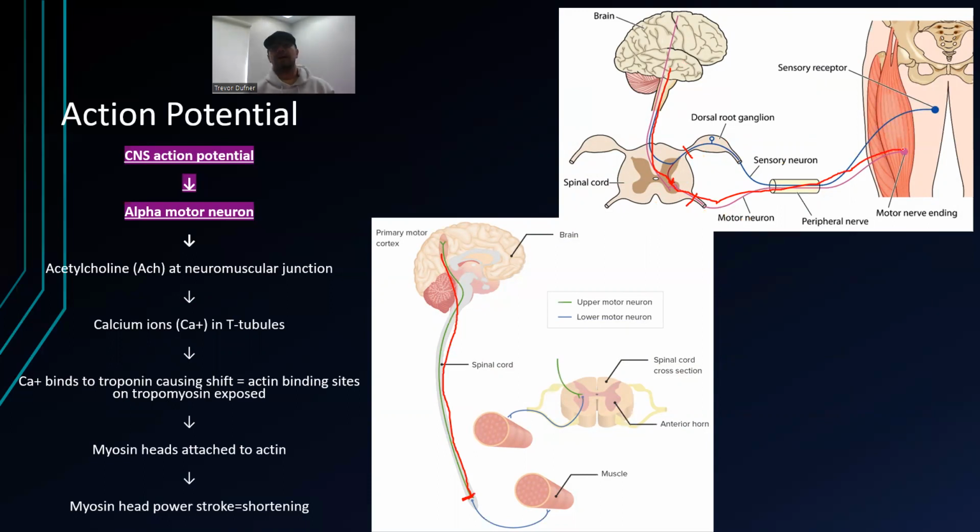I'm not going to talk about what's occurring right here. You should know action potentials from any physiology classes you've taken before. We're not going to talk about the synapse within the central nervous system, but you should know that the alpha motor neuron is depolarizing and it is sending a signal to the muscle here, and it is releasing what we'll talk about in a second here.